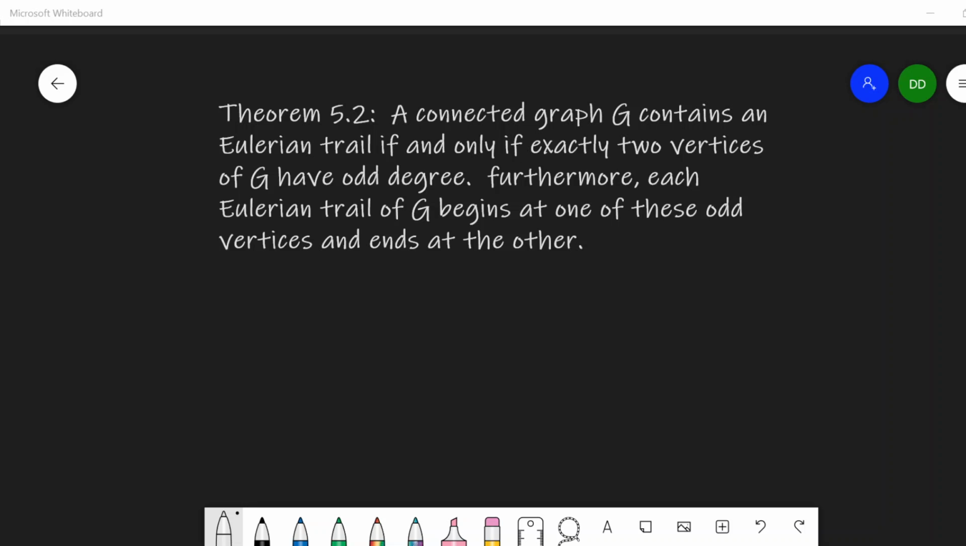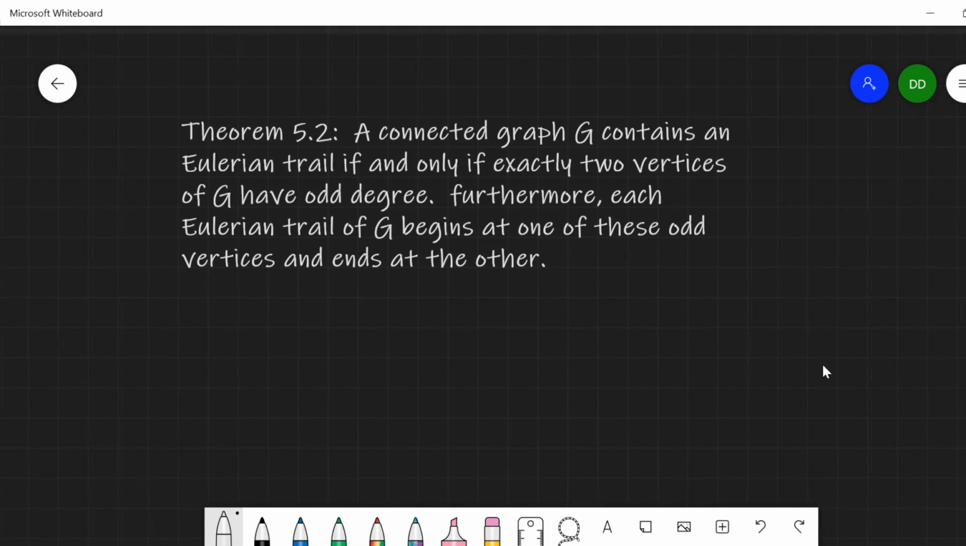Welcome back. In this video, we finish the chapter by seeing the proof for necessary and sufficient conditions for a graph to not be Eulerian but contain an Eulerian trail. And so what can we say? We say that G contains an Eulerian trail if and only if exactly two vertices of G have odd degree. We can say even a little bit more, that the Eulerian trail must begin and end at one of these vertices. So it begins at one of the odd vertices and ends at the other odd vertex.